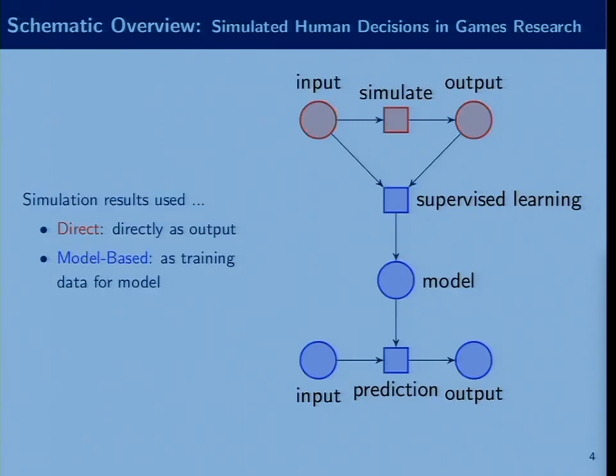So in some of these cases, especially if I want to do it online, this might still be too expensive. So in these cases, model-based approaches are usually seen. So instead of using this data that you generate with simulations directly, you just train a supervised learning model on it and can use that within runtime.